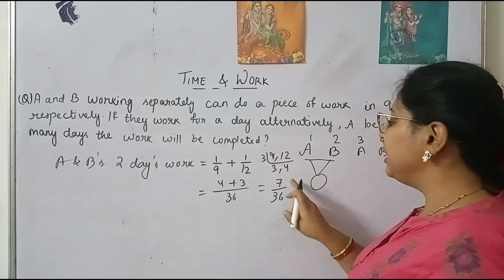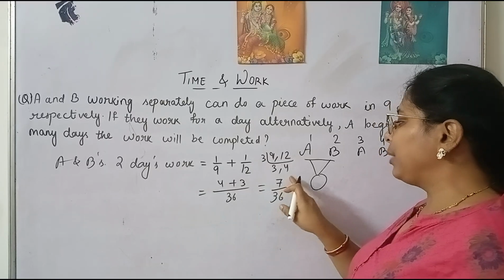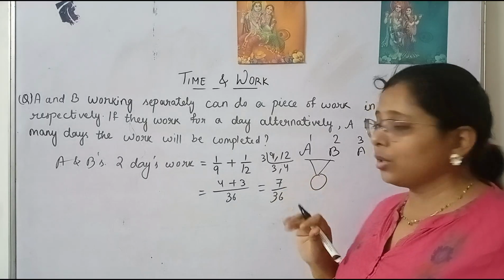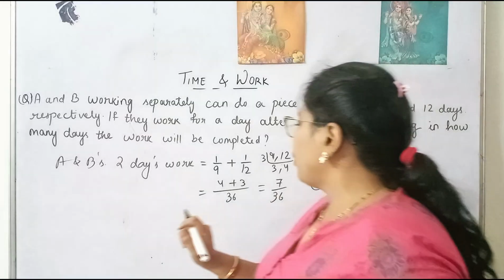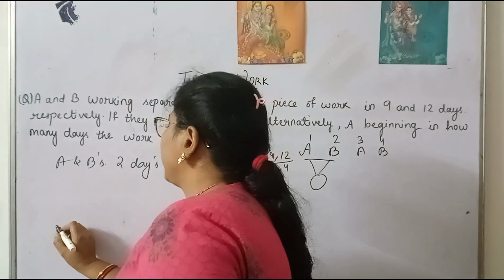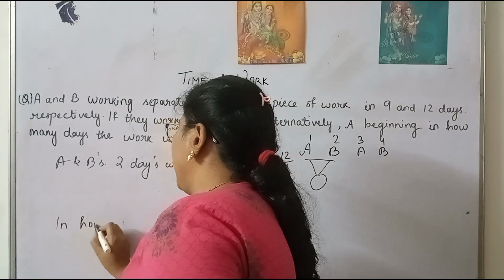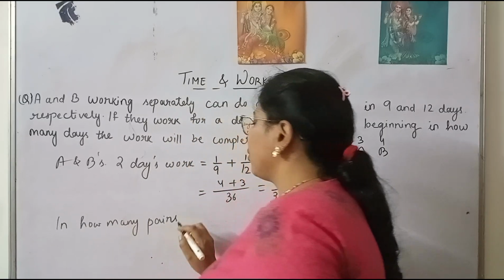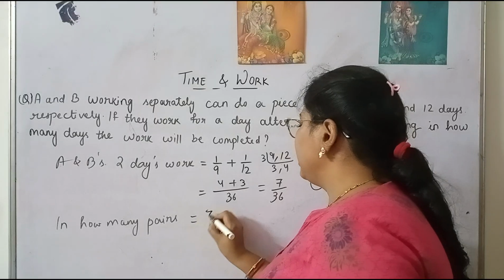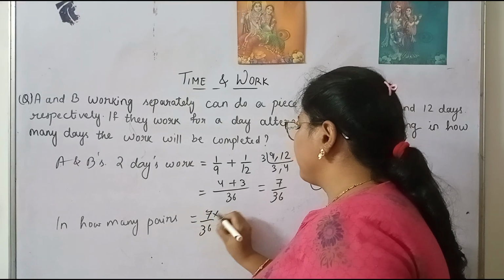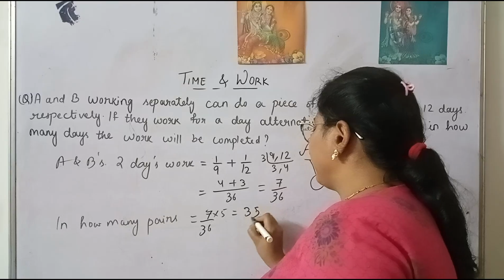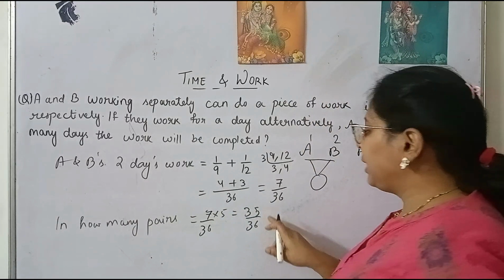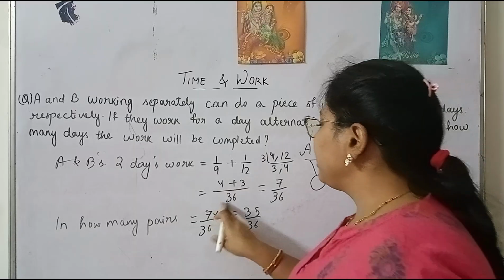So, we have to take the nearest number that will be multiplied by 7 in order to make the numerator closer or even equal to the denominator, but not more than the denominator. So in how many pairs will they complete it? Why am I taking pairs? Because they are going to work in 2 days. If we multiply 7 by 5, we will get 35/36. If we take 6, it will be more than the denominator. So 35/36 will be completed in 5 pairs.